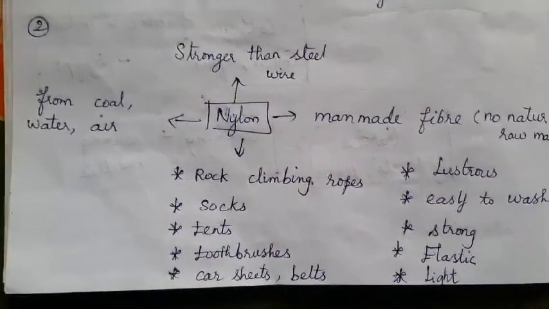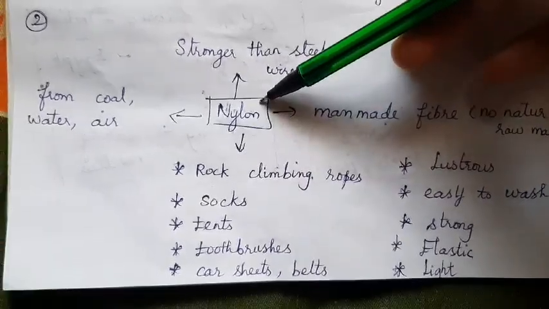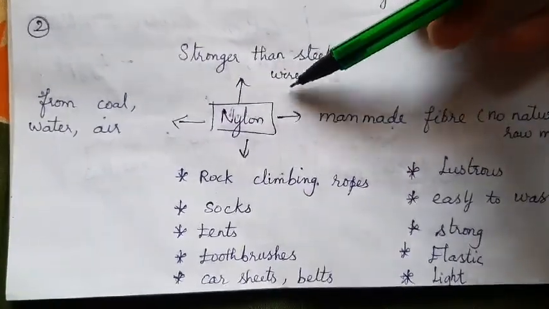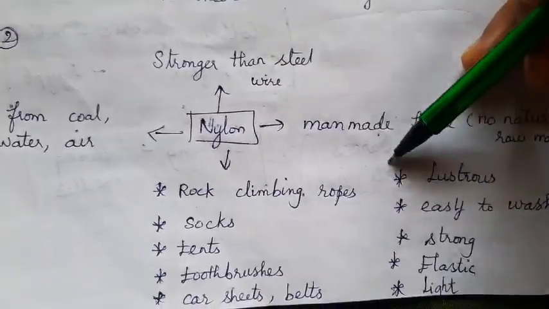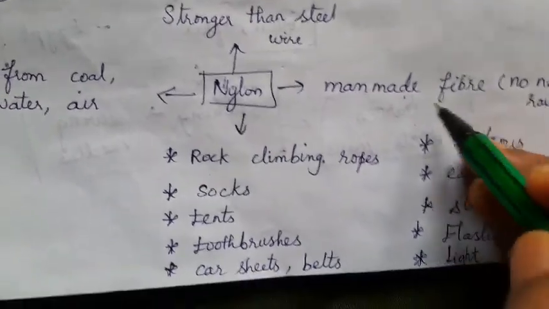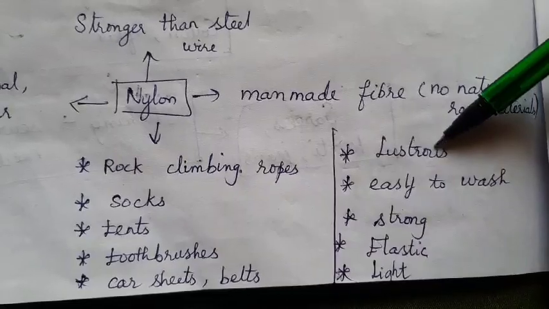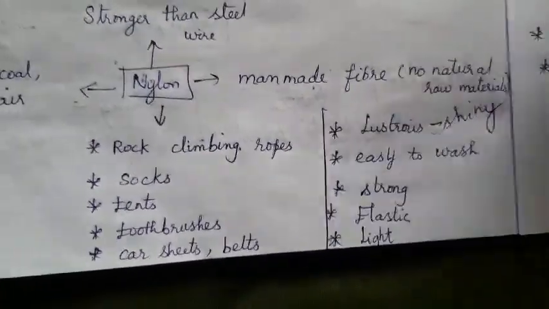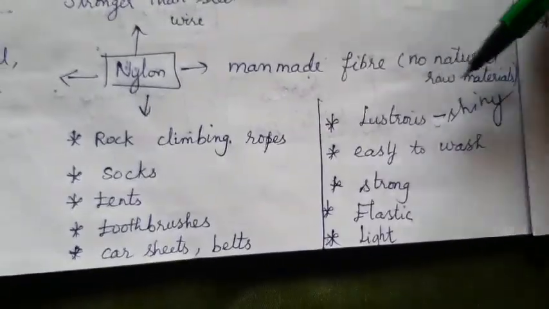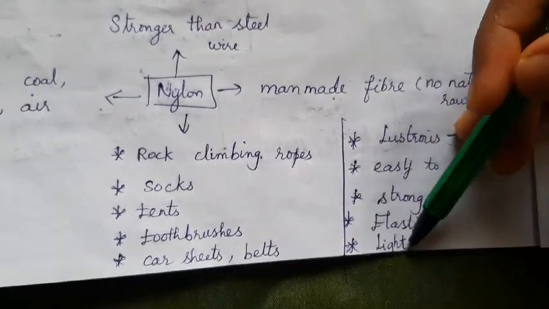Okay, children, the next one is your nylon. I told you a very important word for this nylon, that it is stronger than your steel wire. It is so strong. Okay, so what are the characteristics of the nylon? Nylon is very lustrous. What do you mean by lustrous, my dear children? Lustrous means shiny. The nylon fibers are shiny. They are easy to wash. They are strong and elastic, and they are lightweight.